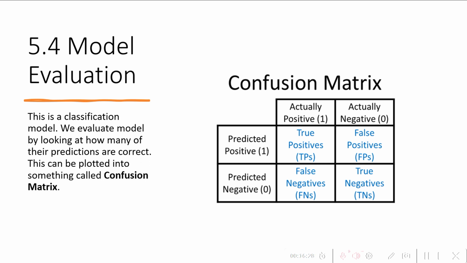Then the main thing is how to evaluate the model, the model evaluation. This is a classification model. We evaluate the model by looking at how many of the predictions are correct. This can be plotted into something called a confusion matrix, where the prime thing is the predicted buyers and the actual buyers. Our main interest would be true positives, false positives, and false negatives. True negatives are not of that much importance unless we have almost 80% true negatives, in which case our customer target base is not right. So we'll focus on the true positive, false positive, and the false negative.